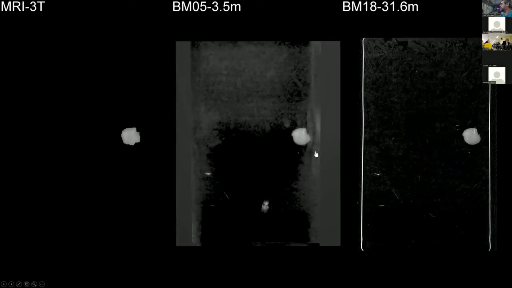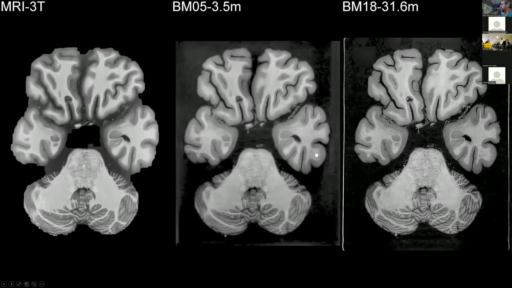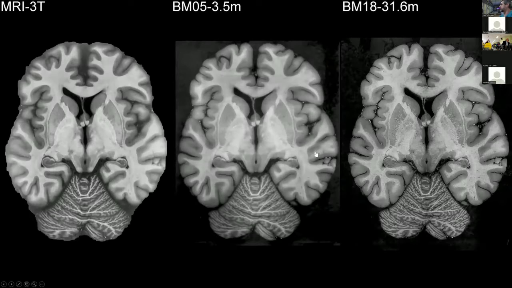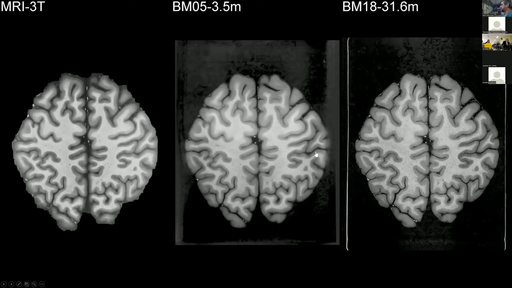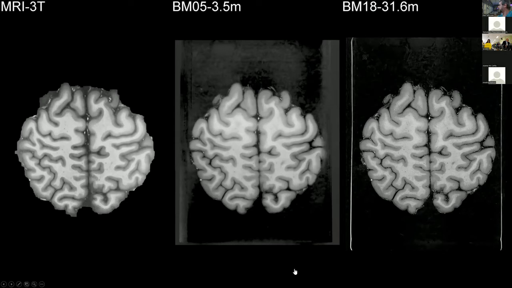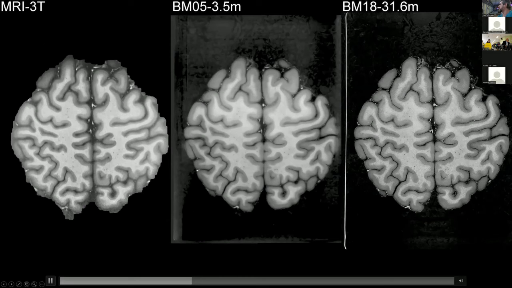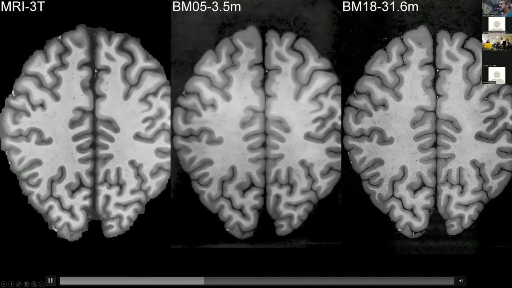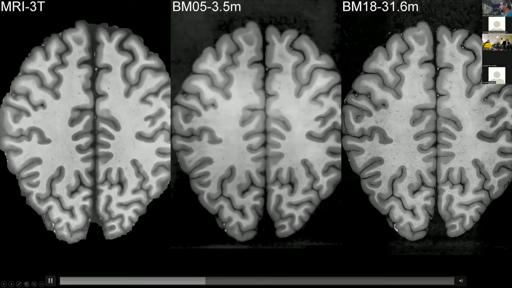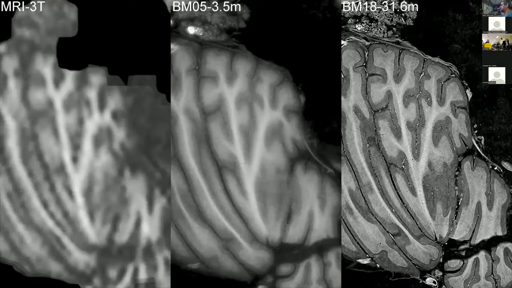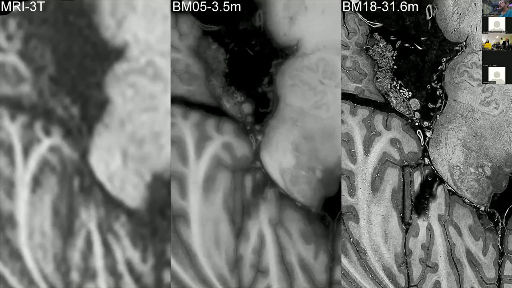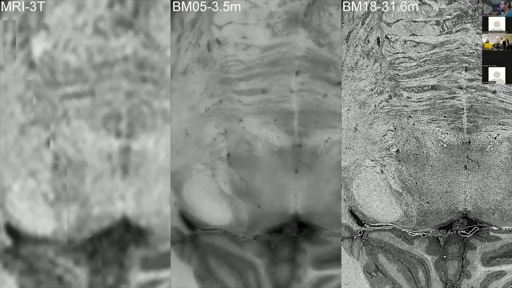So why does it make a difference to use BM18? Here you have again a human brain. On the left, you have an MRI done at the hospital. In the middle, you have BM5, basically the same kind of thing that I showed you. It's another brain, but it's the same data quality. And on the right, it is BM18 with 31 meters of propagation. When you compare BM5 and BM18, it is clear that the sensitivity is much higher on BM18. So it is really the key point of this beamline.